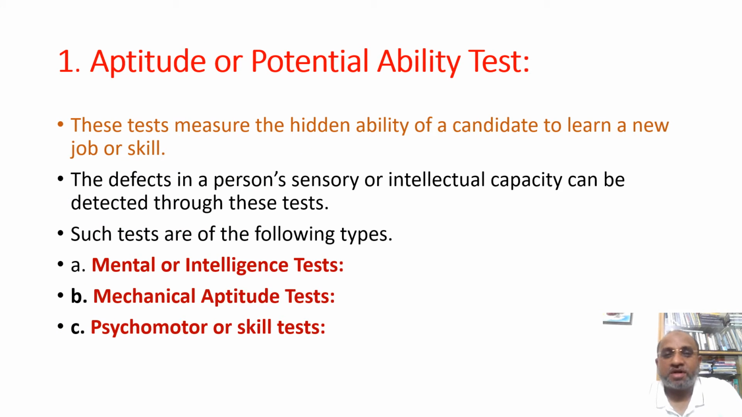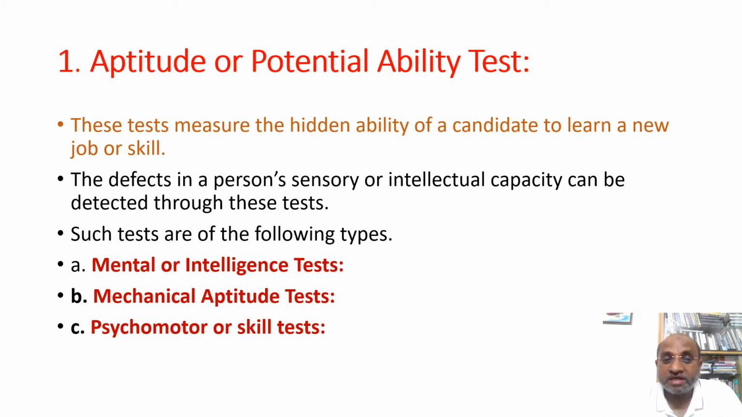Let us move on to the first one. This is aptitude or potential ability test. Now this type of test will measure the hidden ability of the candidate to learn a new job or skill. See, every position requires some type of learning in the initial stages. So whether the candidate is suitable to learn a new job or new skill, all this can be tested using this aptitude or potential ability test. Also, the defects in a person's sensory or intellectual capacity can also be identified using these tests.